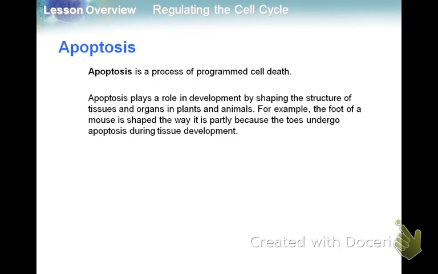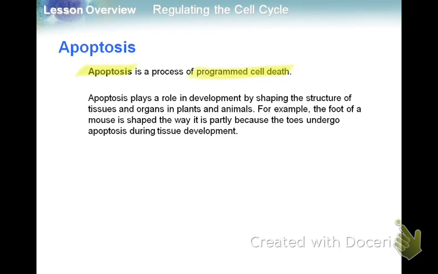If cells aren't working properly, if they don't have the proper content, if there's a problem with them of any kind, they're basically supposed to check themselves out. Apoptosis is the fancy word for that, programmed cell death.